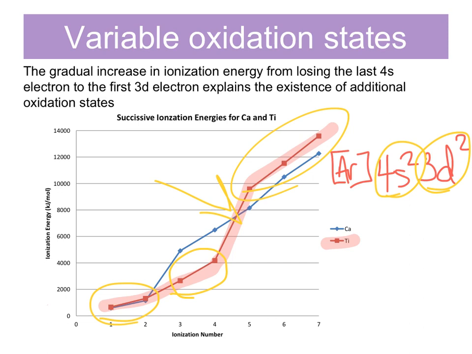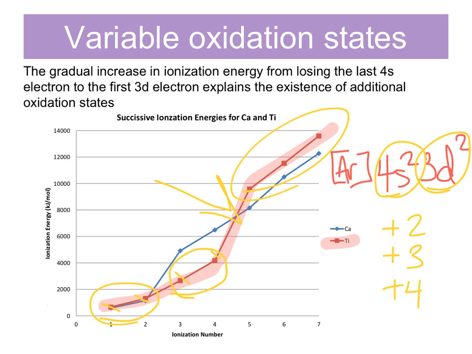Here's where you would be removing from your p orbital. So the big jump is where the cutoff is. So titanium can't have a +5, but it could easily lose 1, 2, 3, or 4 electrons. Those would be easy to remove. So you're going to get oxidation numbers of +2, +3, and +4.